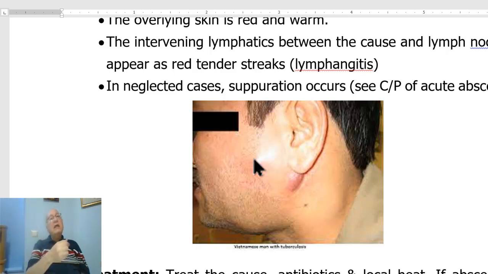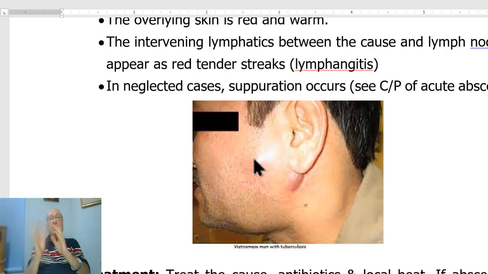or infected wound in the hand, leading to acute lymphadenitis of axillary lymph nodes. Therefore, usually manifestation of the cause is very prominent. Or a very famous story is acute mastitis, followed by acute lymphadenitis in the axillary lymph nodes.